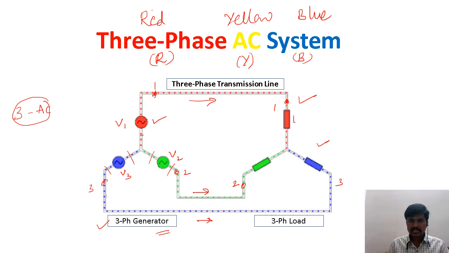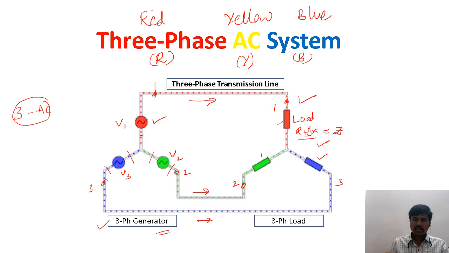This is nothing but a load. This load can be a simple resistor or a combination of reactive load, R plus or minus jX, which combinedly we call impedance. This one is a balanced load. Balanced means these loads have the same amount of impedance.